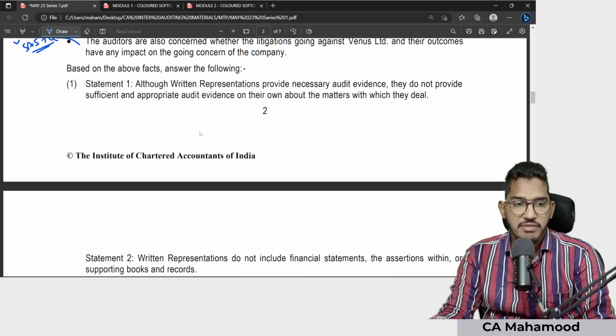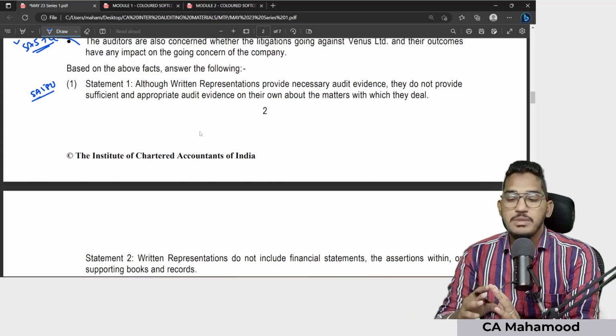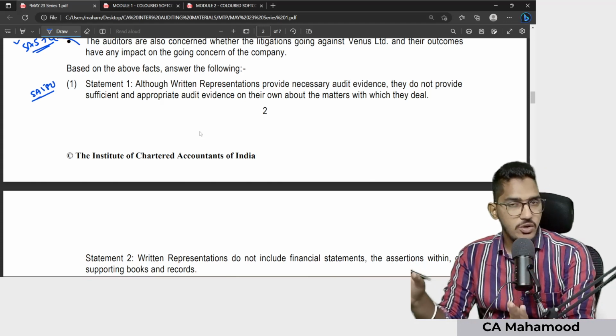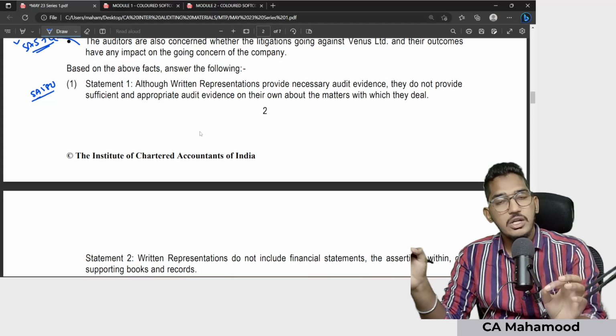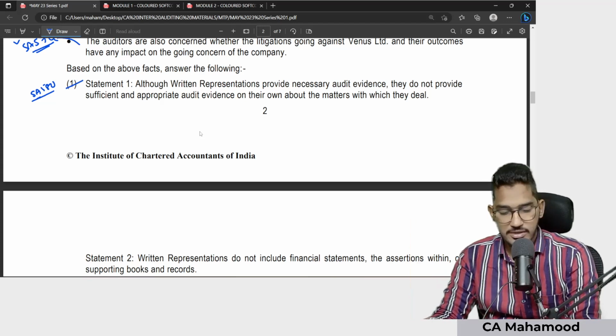Yes. Why? Because SA 580 clearly says that written representation can be used only as supporting evidence. Written representation alone cannot be taken as audit evidence. That means you can't rely completely on written representations only for your audit evidence. Yes, statement 1 is correct.